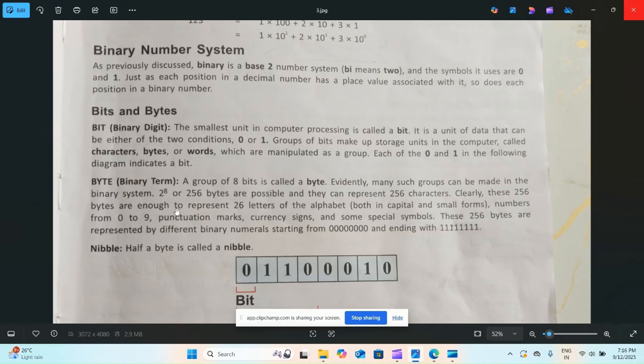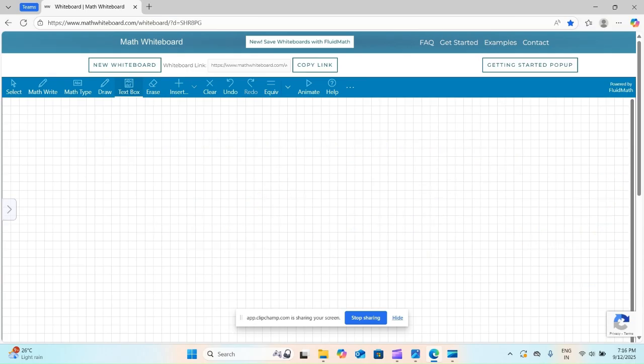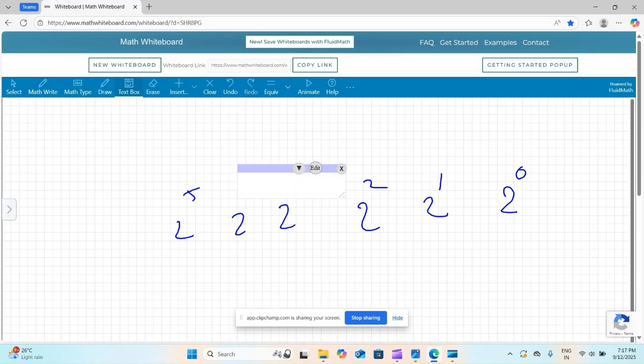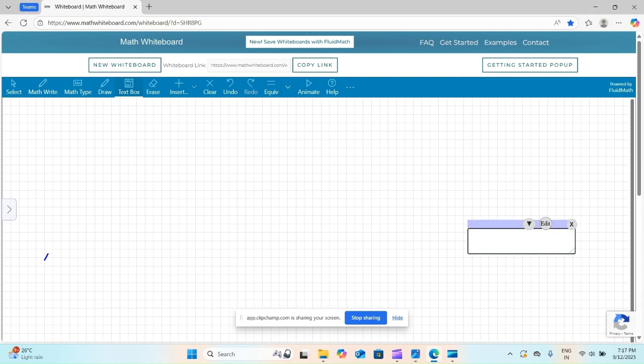And 2 raised to 8. We have this: 2 raised to 0, 2 raised to 1, 2 raised to 2, 2 raised to 3, 2 raised to 4, 2 raised to 5, 2 raised to 6, 2 raised to 7 and 2 raised to 8. So 1, 2, 3, 4, 5, 6, 7. This one is the maximum possible.